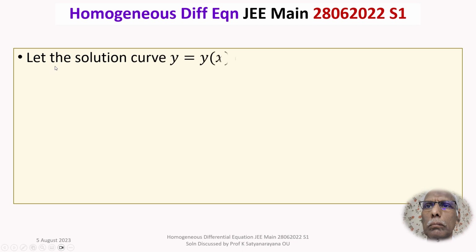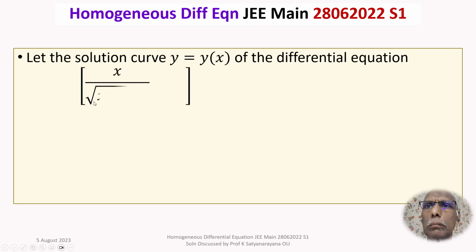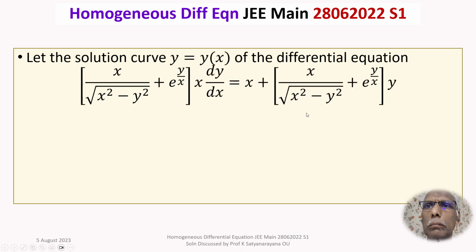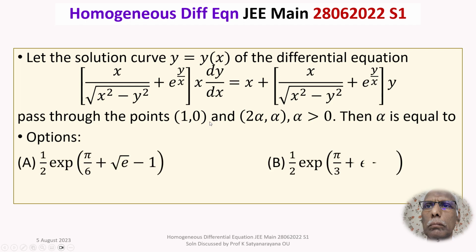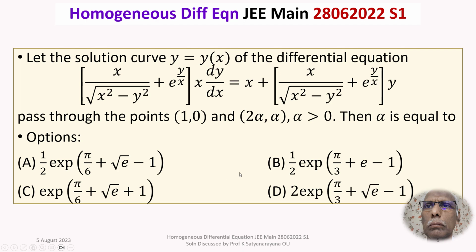The given question is: let the solution curve y is equal to y of x of the differential equation, this is the differential equation, pass through the points (1, 0) and (2α, α), where α is greater than 0. Then α is equal to. We are given 4 options, A, B, C, D.